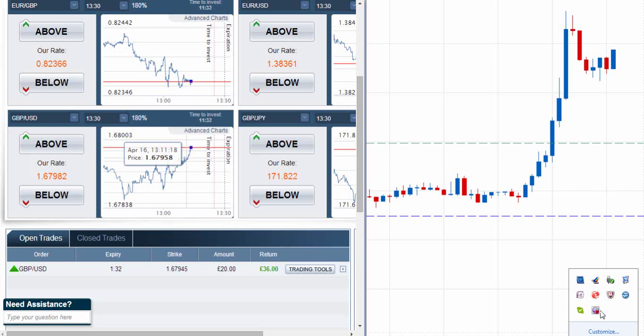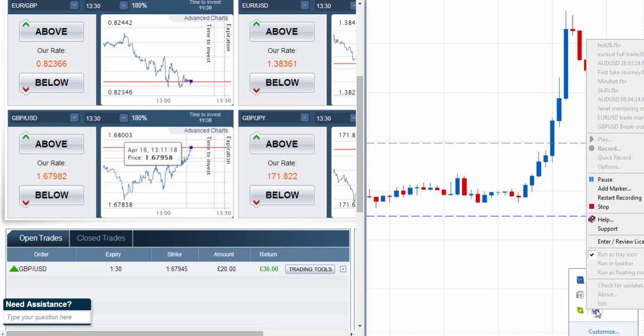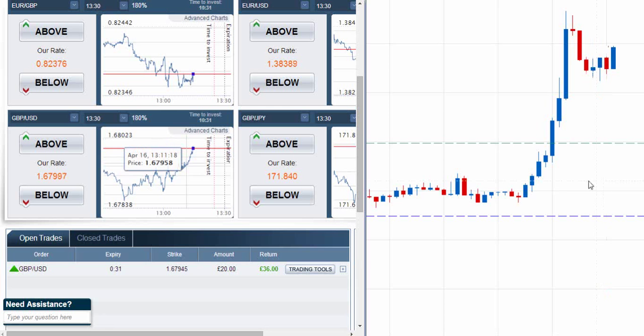And we've made £36 profit, and there you go. We've made £36 profit from that trade. So that was a nice options trade that we do and teach at MTA.